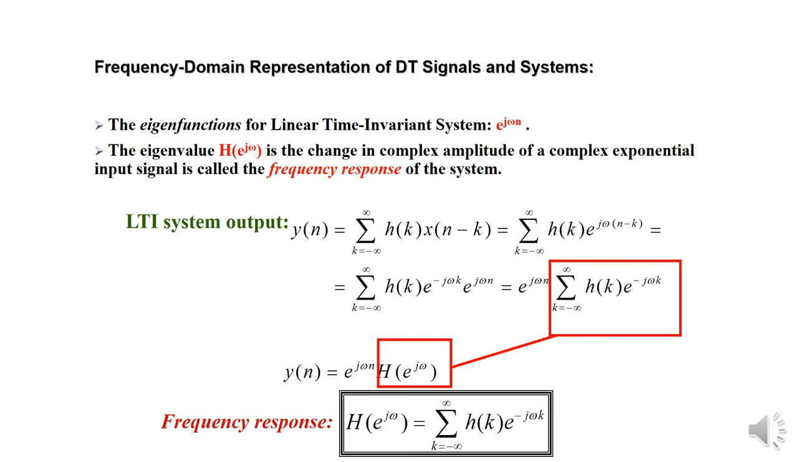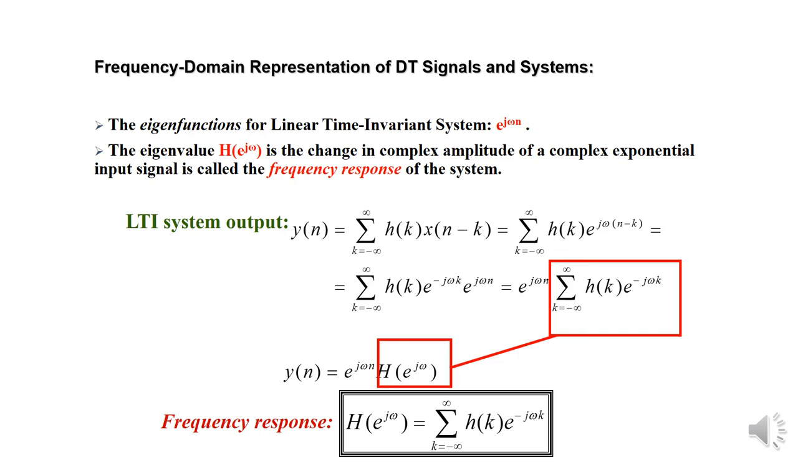Then you can see we have our limits from k equals minus infinity to plus infinity. That means the values of n will not affect it. Therefore, I can take e to the power j omega n outside of the summation, because the summation is only for k values, or functions which contain k values. e to the power j omega n does not contain k values, therefore I can take it outside of the summation. So now what I am getting is y[n] as e to the power j omega n times the sum from k equals minus infinity to plus infinity of h[k] e to the power minus j omega k.